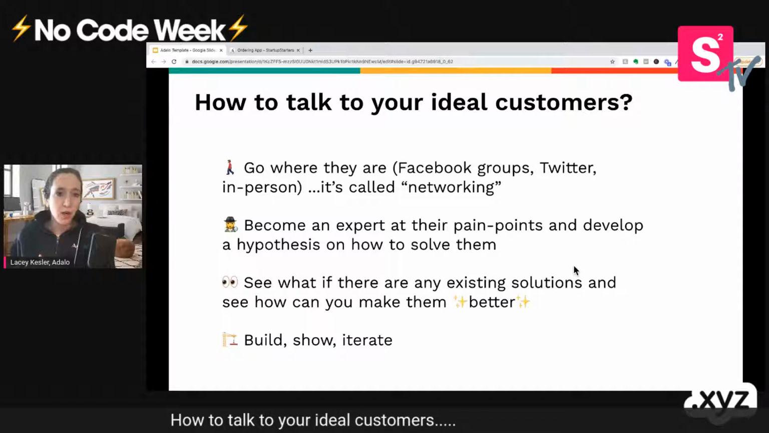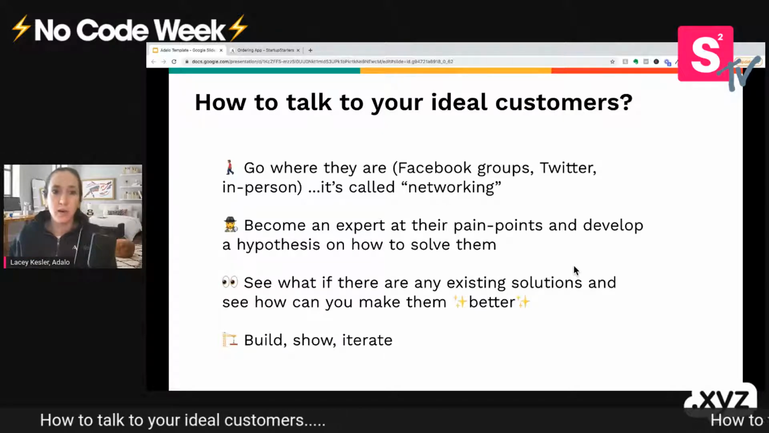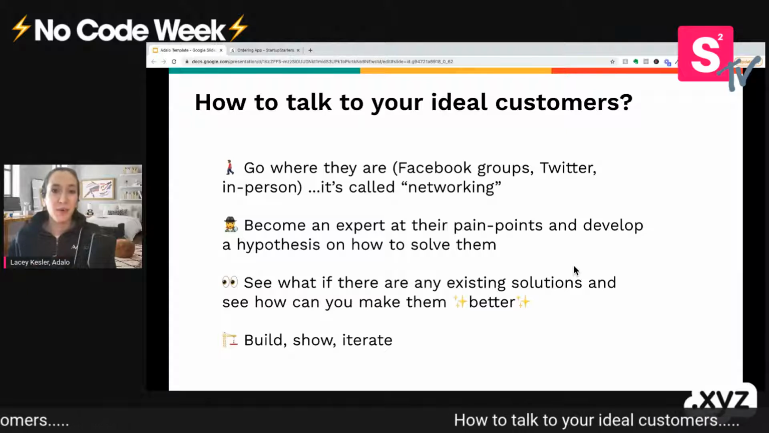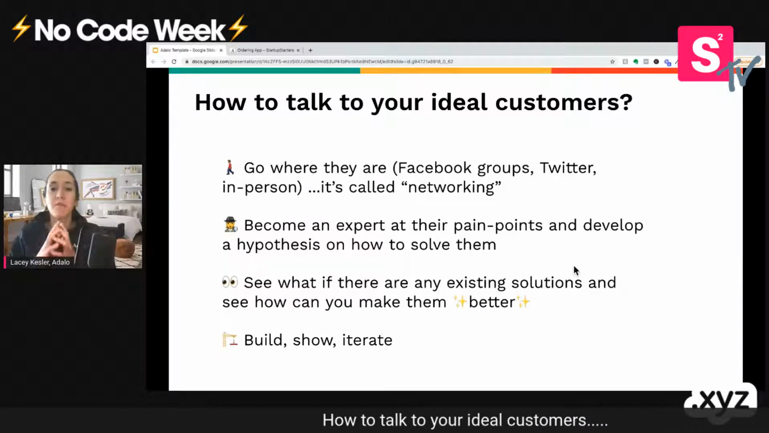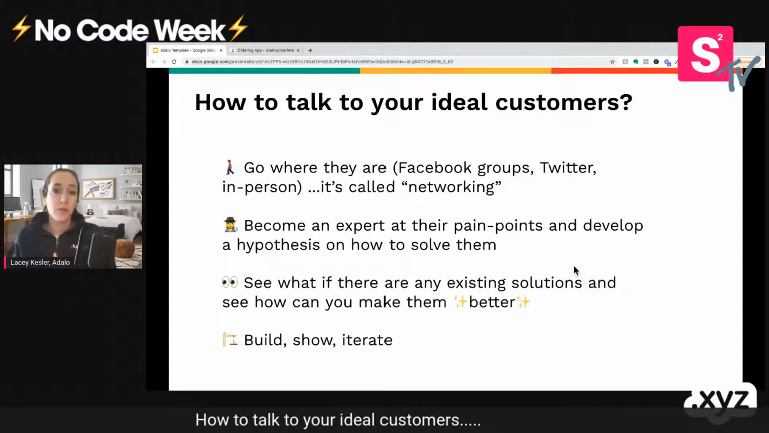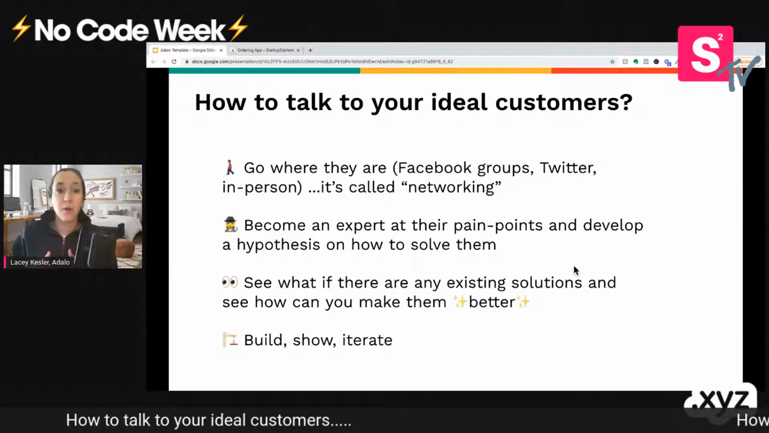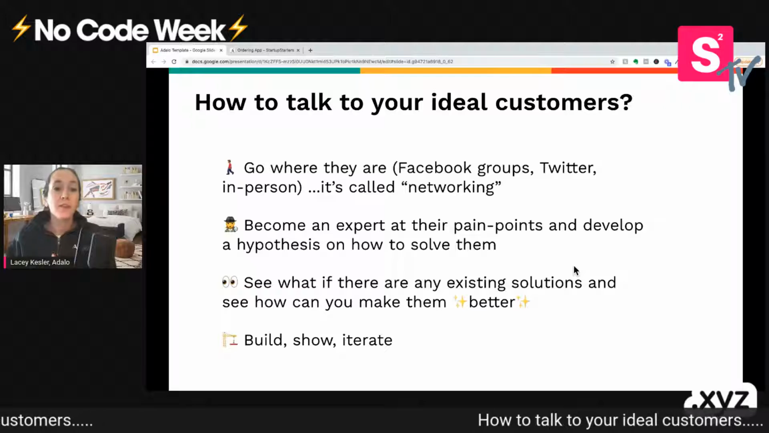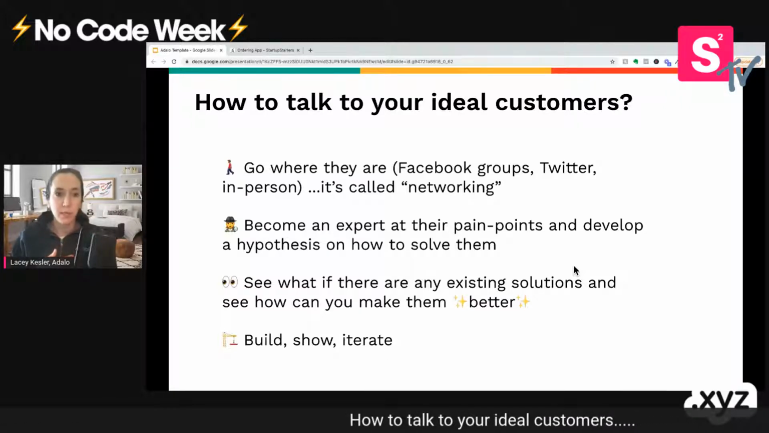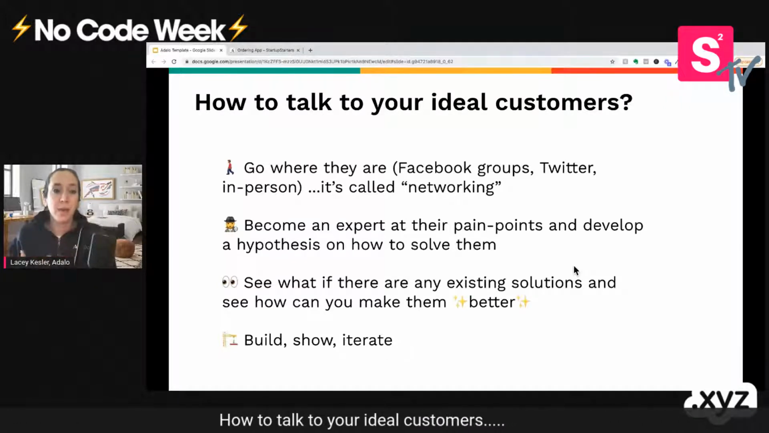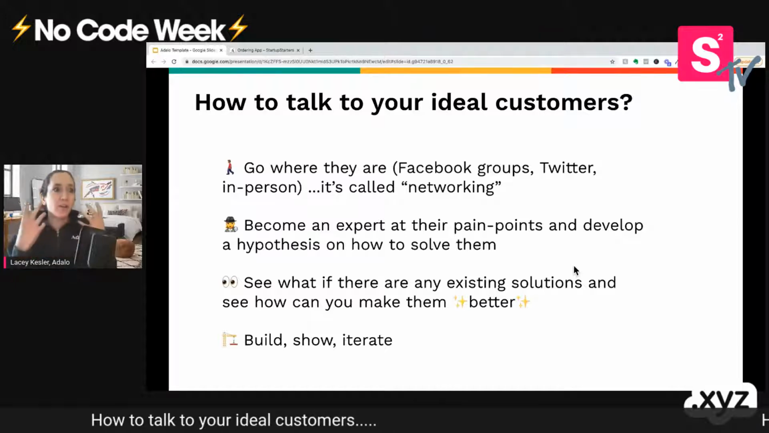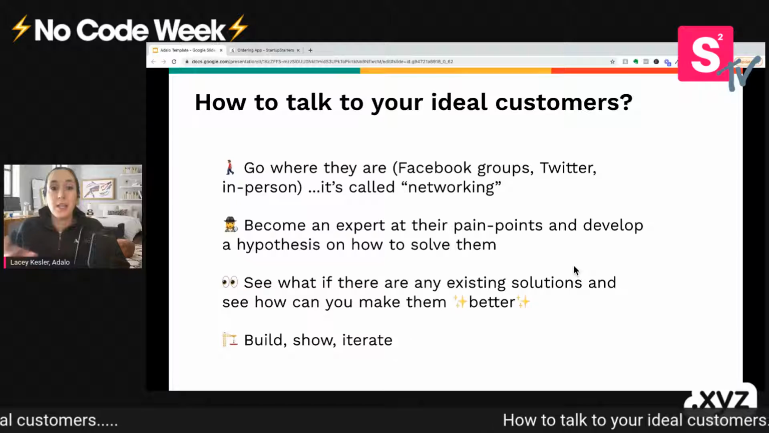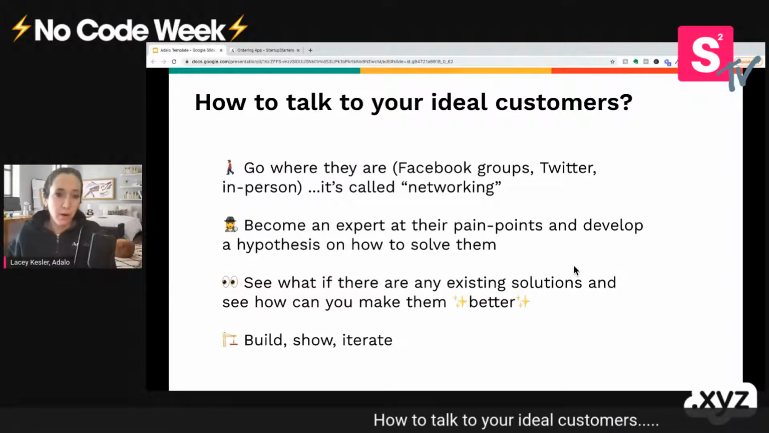So once you've talked to your ideal customer and you're honing in more, you need to become an expert at their pain points. You need to be very, very aware of where they're struggling so that you know how you can help them and what kind of software you need to build that's going to alleviate those pain points. And then that's going to develop a hypothesis of, okay, I've talked to these people, now I know how to go and solve their problem.